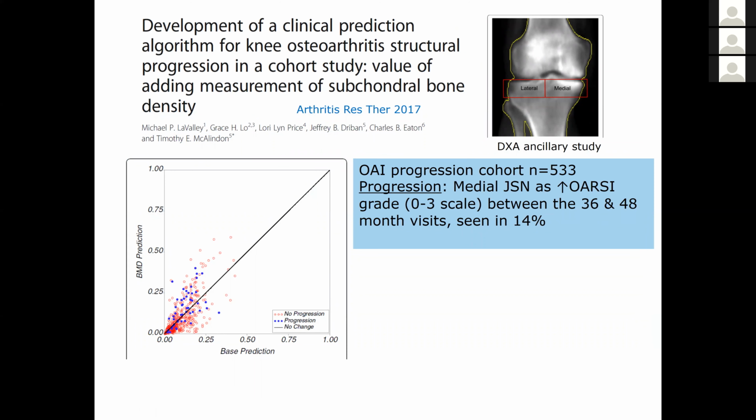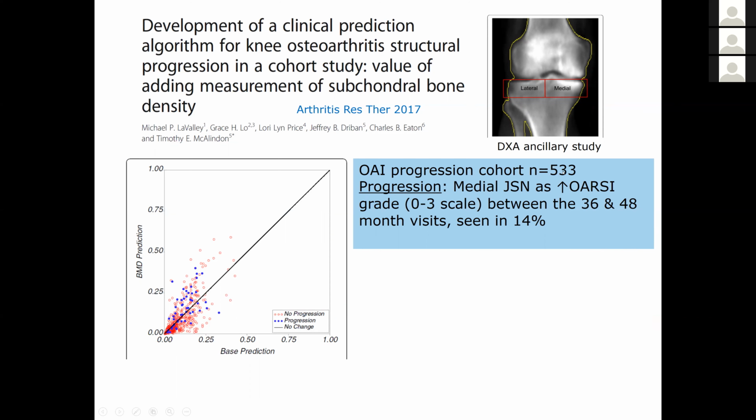And then this is a study from Tim McAlinden's group, again, using the OAI data set. And here they added in a bone density measurement as another variable. These were bone density measurements in OAI that were done by DEXA scan, where they measured the medial and the lateral bone density right here in the tibial area. So they used that as a way to see if that would improve the progression risk.